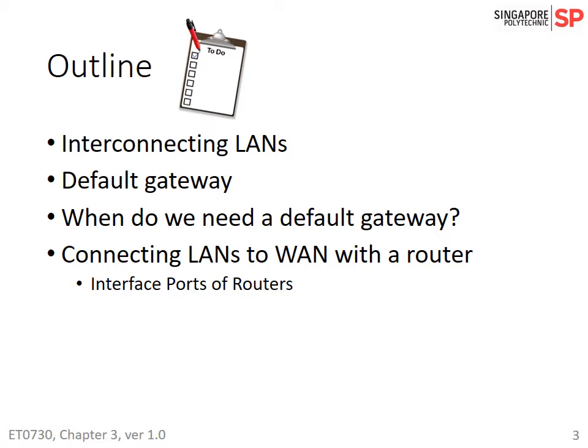Okay, here's the outline. We look at how we interconnect local area networks together, a default gateway, the need for a default gateway, when we need it, and how we connect a local area network to a wide area network using a router.